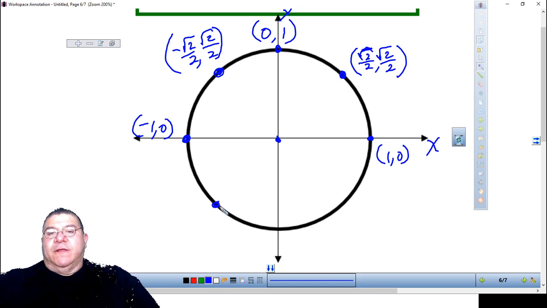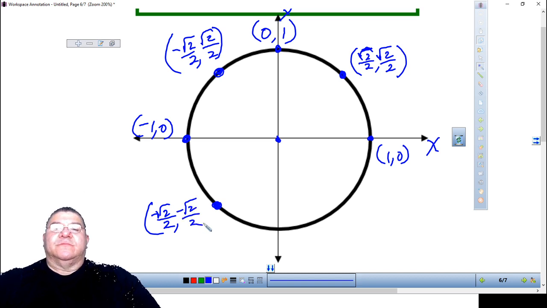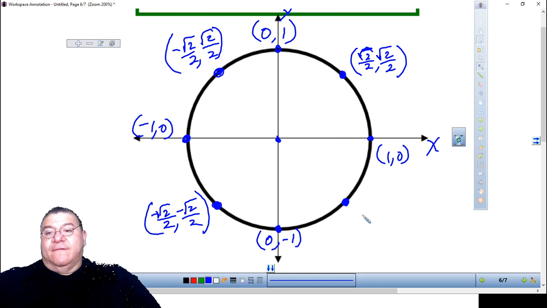What is this point right here? So now we're on the negative and negative, so this would be parentheses, negative square root of 2 over 2, comma, negative square root of 2 over 2. What is this point right here? This is 0 of x, negative 1 of y, and the last point, which is right there, is positive square root of 2 over 2, comma, negative square root of 2 over 2.